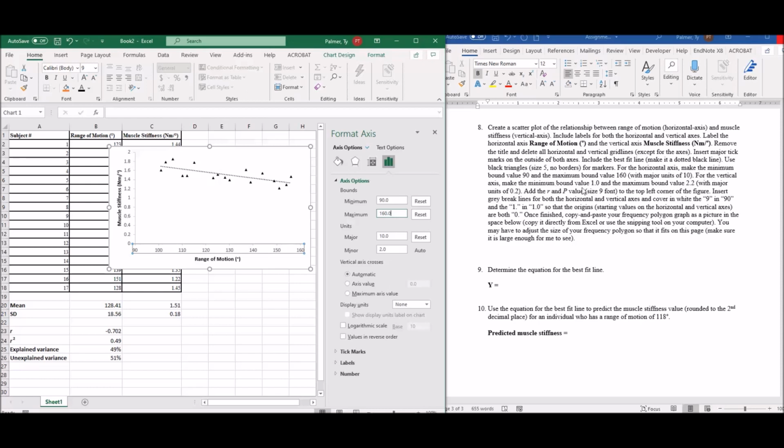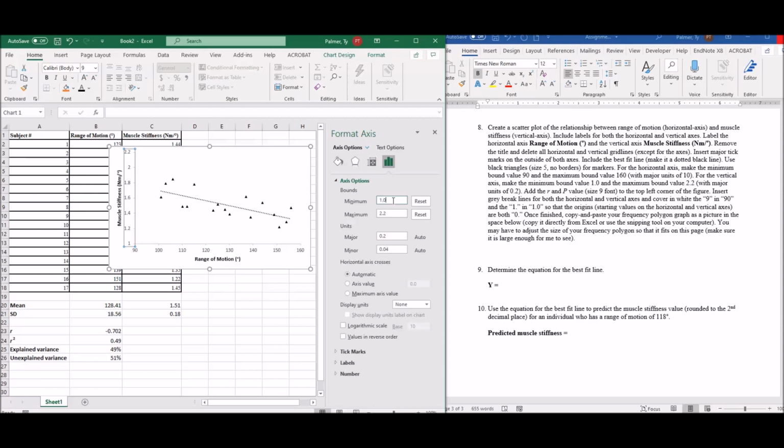For the vertical axis, make the minimum bound value 1. Okay, so let's do that. So in order to do that, highlight the axis, right click, format axis. Let's change this to 1.0. Okay, and then it says in the maximum bound value 2.2. Let's take a look and see how that looks on my end. Yeah, that looks okay. That looks all right there. Again, remember my data is a little bit different than yours, and so that's why I wanted to take a look and see what it looked like.